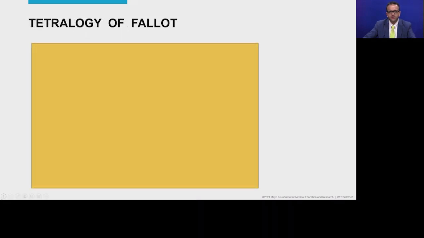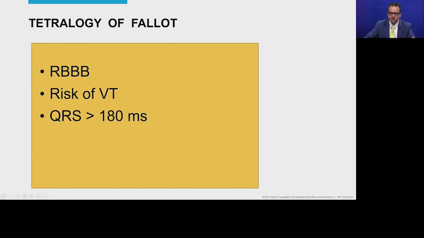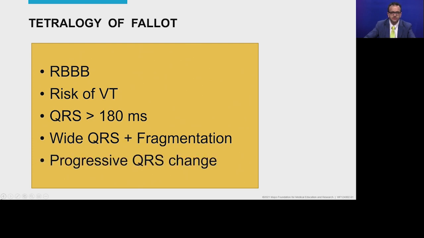So typical findings of tetralogy of Fallot on ECG are going to be right bundle branch block after repair, with risk of VT. Generally, if the QRS is more than 180 milliseconds, they are at a higher risk for having ventricular arrhythmias. And wide QRS with fragmentation, like we talked about in Ebstein's, again is a marker that these patients might be at risk for ventricular tachycardias.